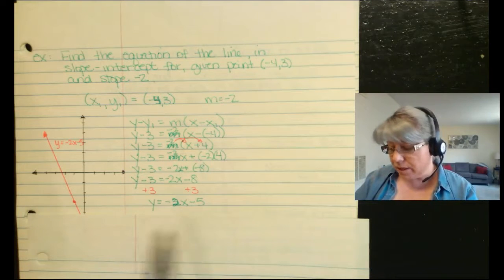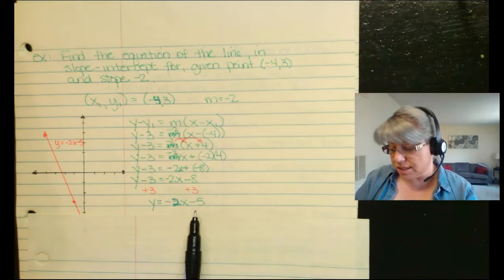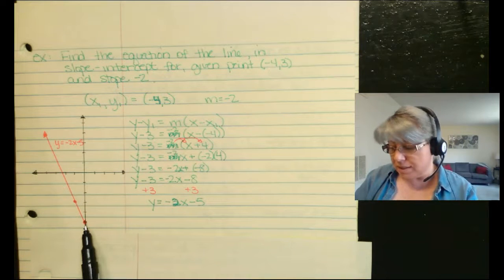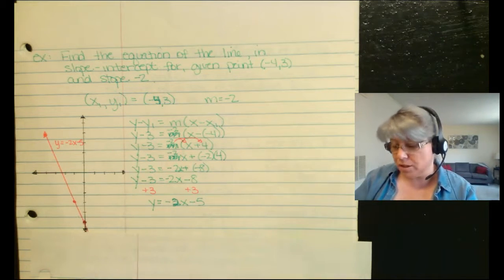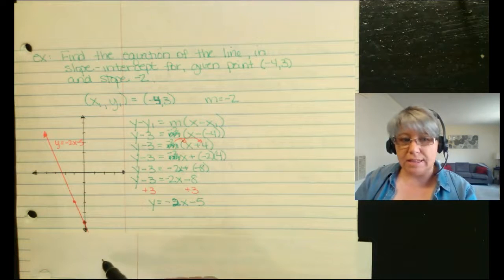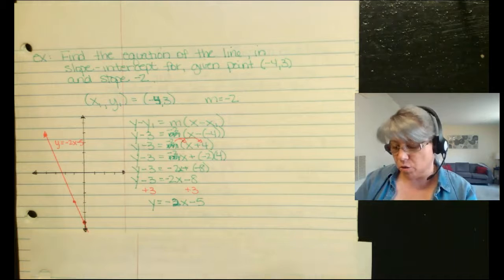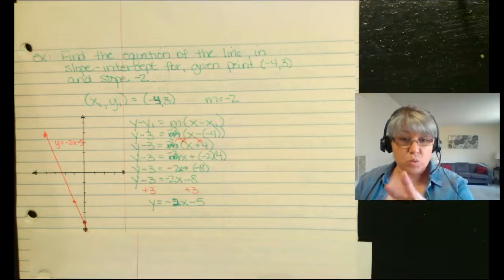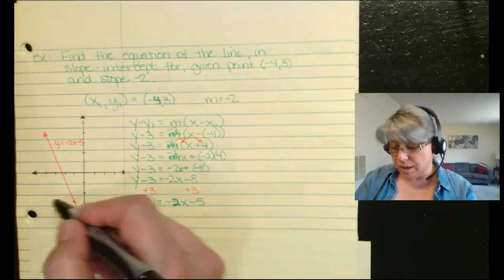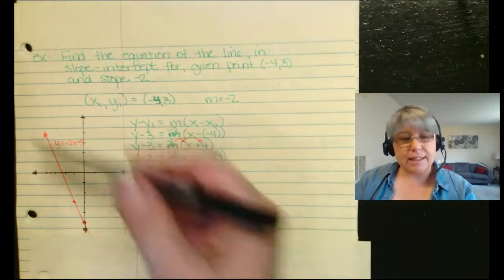And then from there we can graph it. We know the intercept, which is negative 5. We know the slope is negative 2, meaning I'm going to go down 2, 1 to the right, down 2, 1 to the right, down 2, 1 to the right. Or I can switch those directions completely. 1 to the left, up 2, 1 to the left, up 2, and connect the dots.